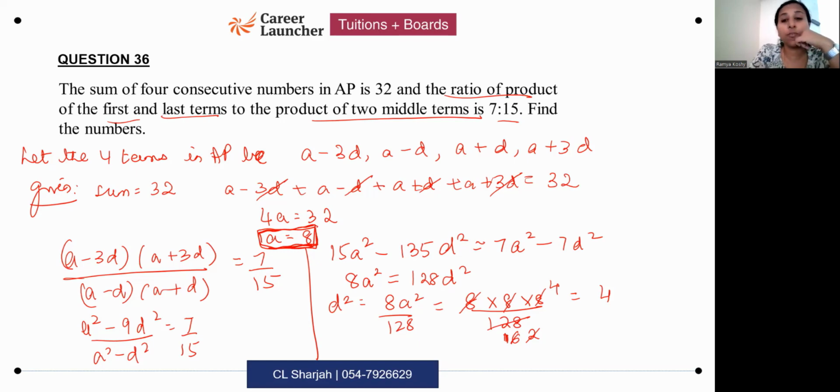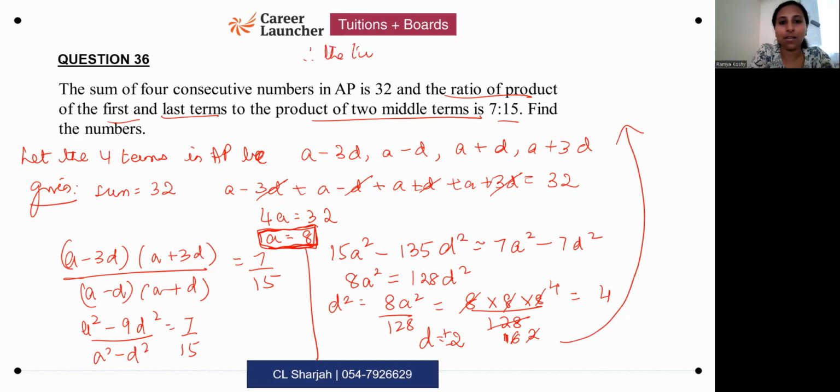So if D square is 4, what is the value of D? Value of D is actually plus or minus 2. But here because the terms are symmetrical, it would not matter. If I use plus 2, I'll get the numbers increasing. If I use minus 2, the numbers will decrease. But actually speaking, D is plus or minus 2. Now you substitute this value of D to get the value of the terms.